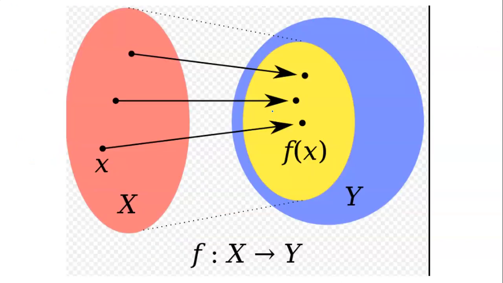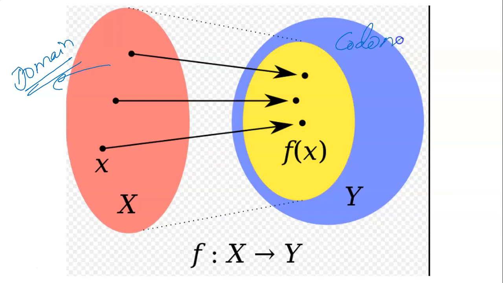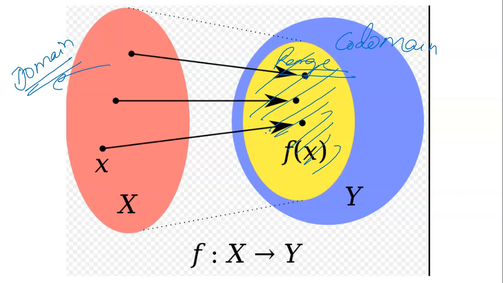Okay, children? Now see. This is our domain, the values of x. This will be our codomain. And see, this is our range. The yellow color represents our range.